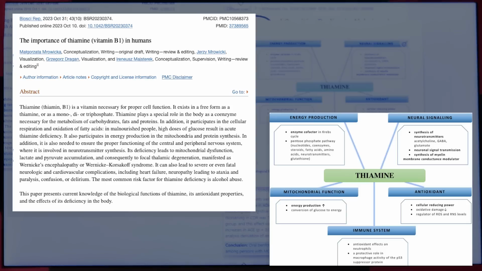It can also lead to severe, even fatal neurological and cardiovascular complications, including heart failure, neuropathy leading to ataxia, so loss of balance, as well as paralysis, confusion. Again, this is part of what dementia is, right? Confusion or delirium. The most common risk factor for thiamine deficiency is alcohol abuse. I would argue that if you're on a diuretic for your blood pressure, you need to talk to your doctor about the fact that that diuretic is depleting your vitamin B1.